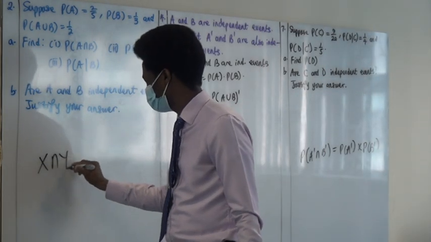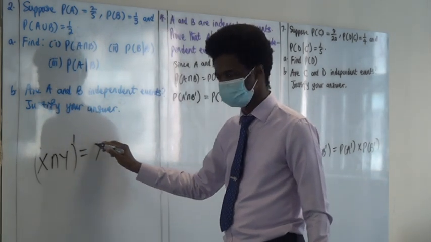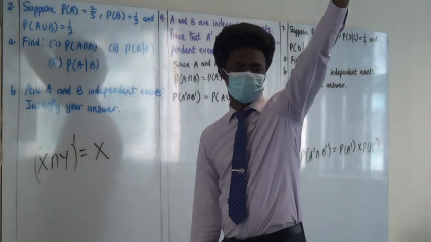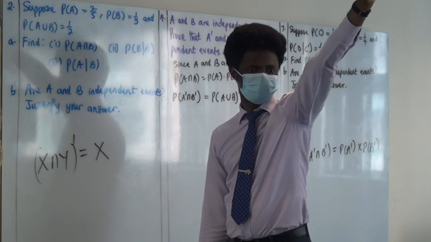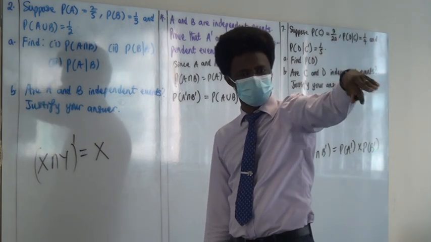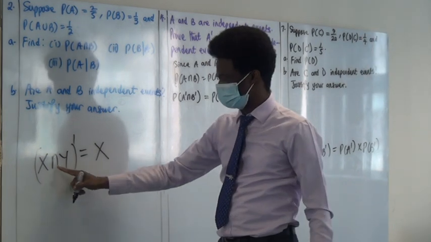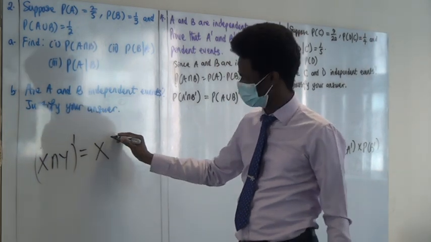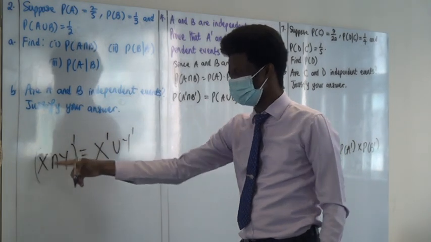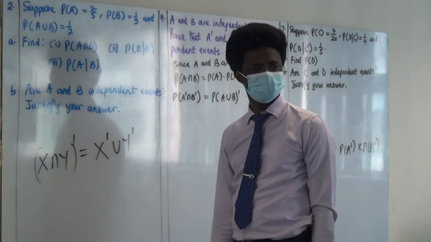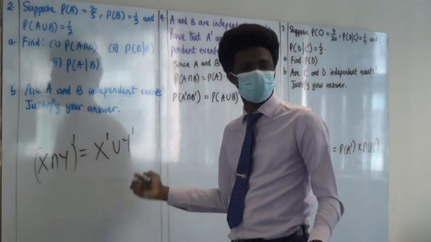X intersection Y all prime is equal to what? If you don't know De Morgan's law, raise your hand, please. Because if you know, then you shouldn't be quiet. I expect two or three people to be quiet. Then the rest has to say something. What is X intersection Y all prime by De Morgan's law? X prime union Y prime. You just do the opposite of everything in the bracket. Opposite of X is X prime. Opposite of intersection is union. Opposite of Y is Y prime.